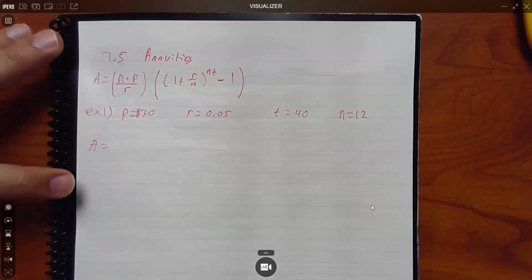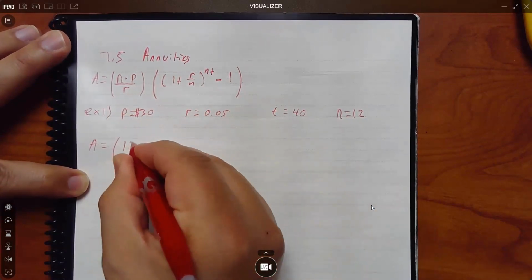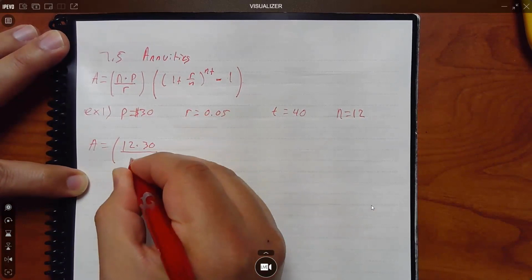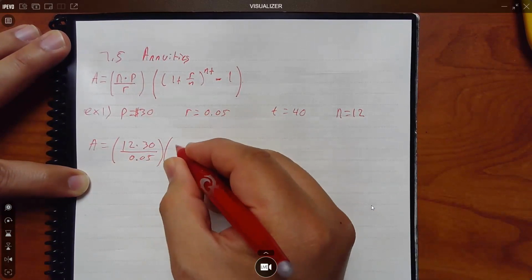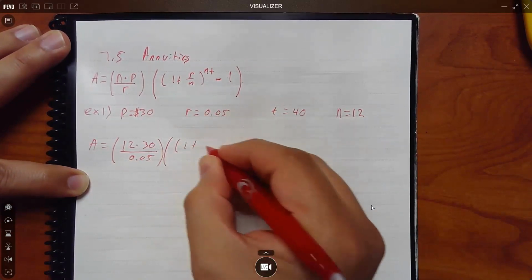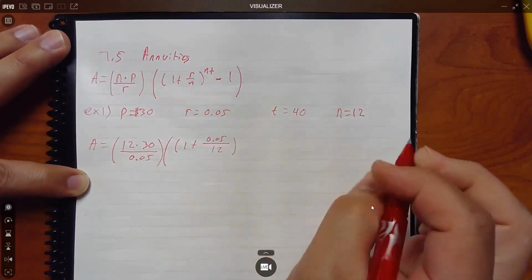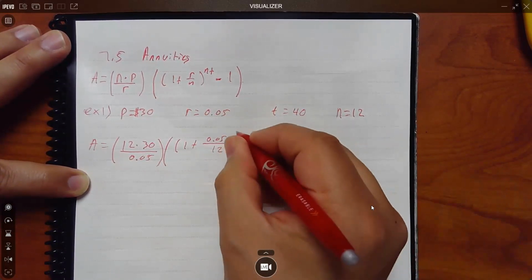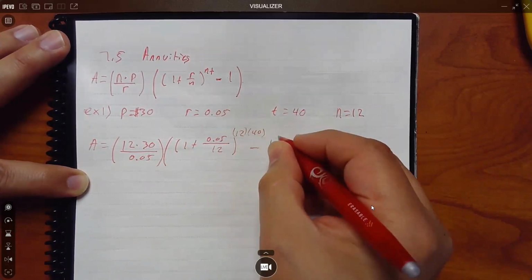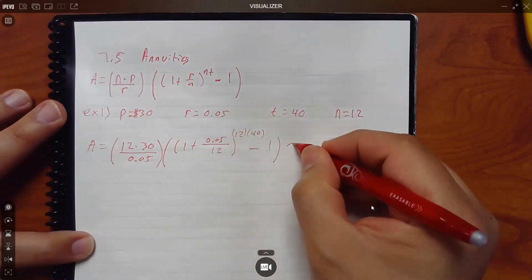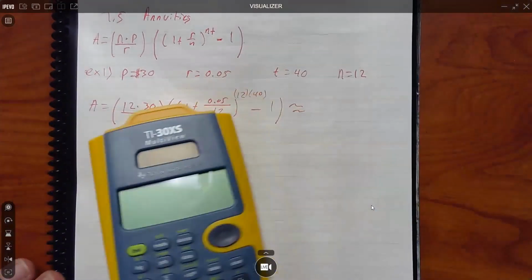Okay. So using this formula, 12 times 30 over 0.05 times 1 plus 0.05 over 12 to the NT, which will be 12 times 40, minus 1. Okay. So what is this nonsense going to be? Let's see if we get it right or not.